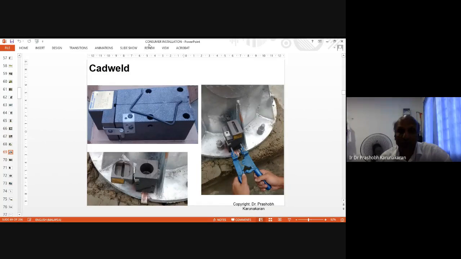So this is a Cadweld. You have to weld the earth, they call it 1 inch by 1/8 inch, to the tower, this Sakofa tower. You use an explosive, but I find it not a good way. Another contractor friend of mine introduced this method.